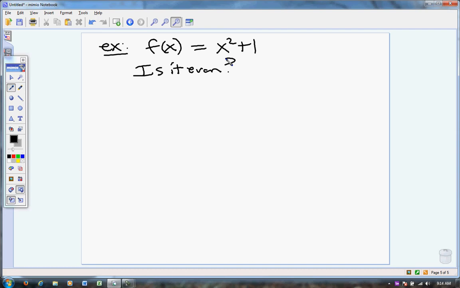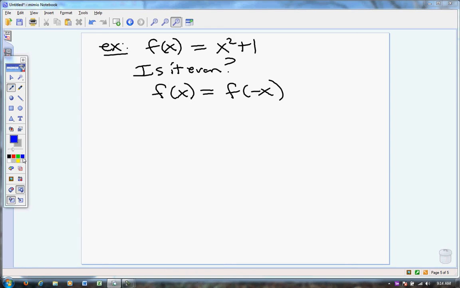Okay? Is it even? Well, if it is even, then I know that f of x equals f of negative x. That is my test. Okay? So watch what we do. This is how we do this algebraically. You have to understand the equal sign to do this problem.